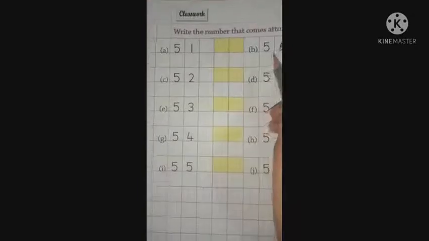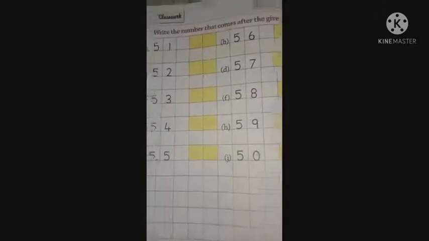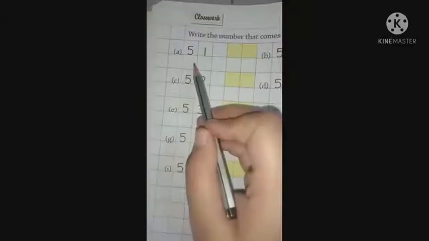Okay, so write the numbers. What we all have to do is write the number that comes after the given numbers. We all know what after numbers are: the number that comes after the given number, or we can say the next number or the coming number. For example, here we are having 51. So what is the coming number? What comes after 51? It's number 52. So we simply write here 52 like this.